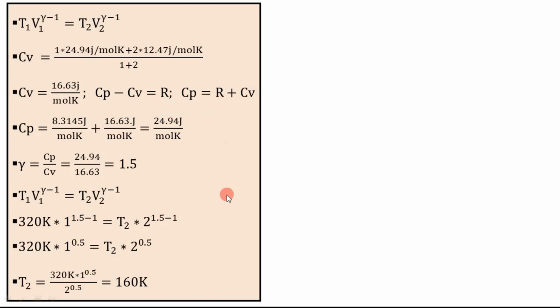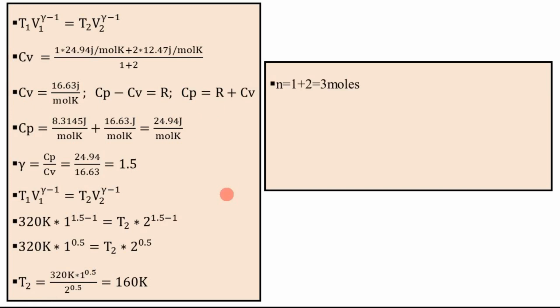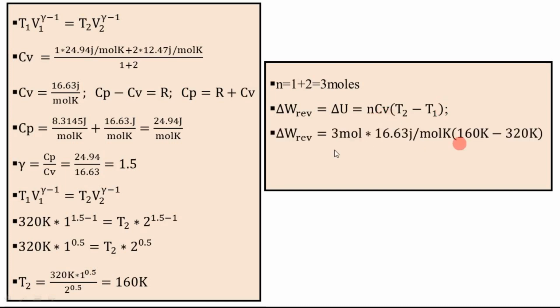After getting the T2, then we need to calculate the work done in reversible, which is equal to N CV times T2 minus T1. The T2 was calculated as 160 Kelvin. The T1 you have it, the N you have it, and the CV we have it. Then we can replace the values: 3 moles, the CV that was calculated, the combined CV, then the change in temperature, and then you get the work done in joule. But you need to convert to calorie by dividing with 4.184 joule per calorie. Then you get this amount of work done in calorie. The work done in reversible process in calorie.